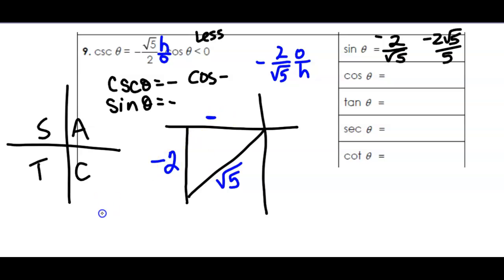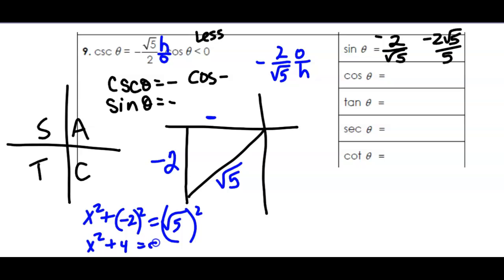All right, now if we do x squared plus y squared equals r squared, or leg squared plus leg squared equals hypotenuse squared, we get x squared plus 4 equals 5. Everybody with me here? Square root of 5 squared is 5. This is 4. We subtract, we get x squared equals 1. So x equals plus or minus 1. But we know it went left, so it has to be negative. So now we can find all the rest of these functions. So our angle was here.